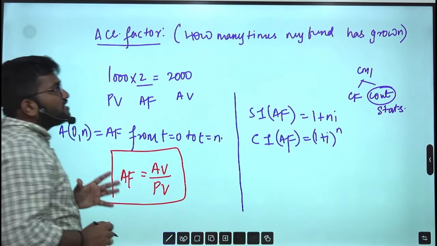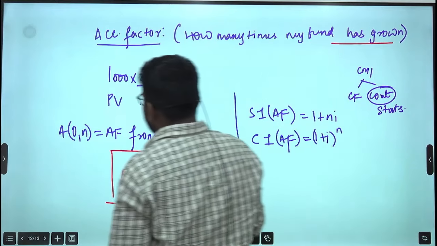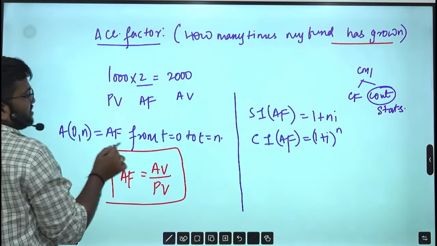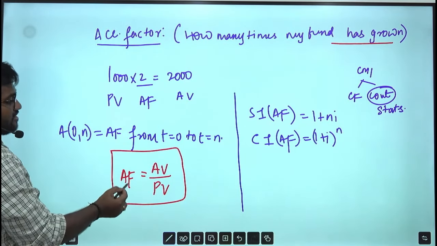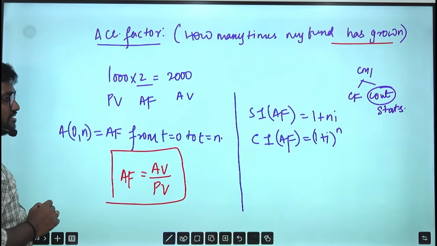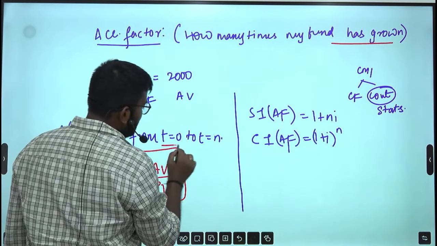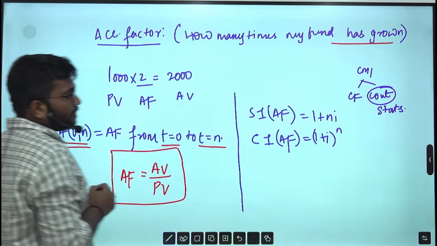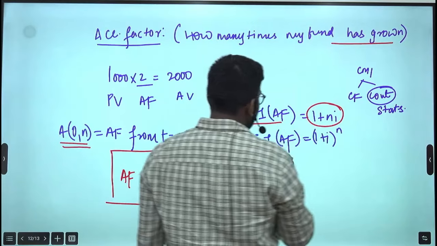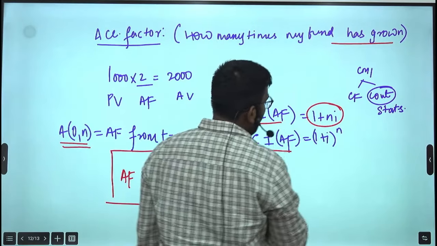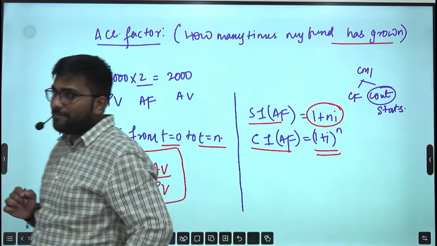So we did accumulation factor, how many times my fund has grown. And how do you calculate accumulation factor? Present value into accumulation factor is accumulated value. So accumulation factor is accumulated value by present value. And A0 to N is the notation, the accumulation factor from time 0 to time N. The accumulation factor in case of simple interest is 1 plus NI. And the accumulation factor in case of compound interest is 1 plus I whole to the power N. Okay?